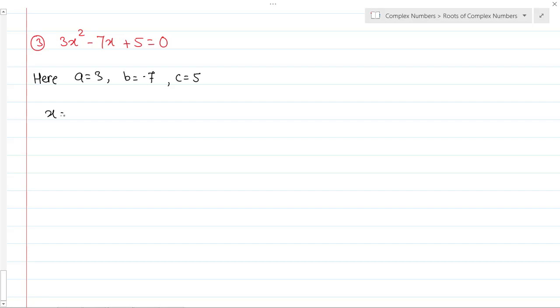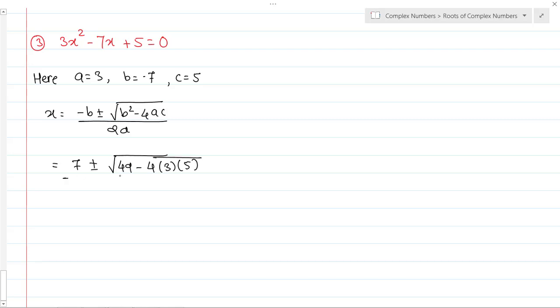We know that x is equals to what? It is minus b plus or minus root of b square minus 4ac upon 2a. So let's substitute the values. Minus minus 7, that is plus 7, plus or minus root of b square, 7 square becomes 49, minus 4 into a which is 3, into c which is 5, divided by 2 into a, which is nothing but 6. This is equals to 7 plus or minus root of, okay, so this will be 49 minus 12 times 5, which is 60, whole divided by 2 into 3, that becomes 6.